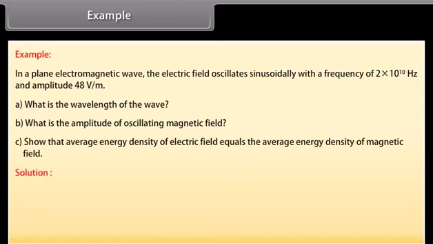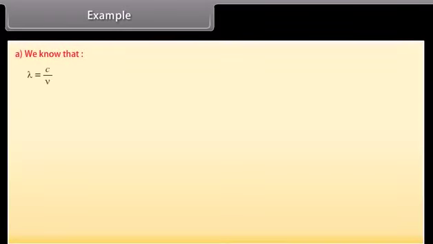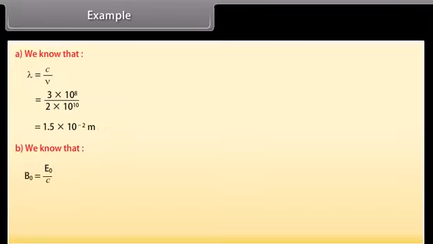Let's see the solution. Given values are nu, which is equal to 2 into 10 raised to the power 10 Hz, E0 equals 48 volt per meter. We know that lambda is equal to C upon nu. By putting and calculating the values, we get the wavelength of the wave, which is equal to 1.5 into 10 raised to the power minus 2 meter. We know that B0 is equal to E0 upon C. By putting and calculating the values, we get the amplitude of the magnetic field, which is equal to 1.6 into 10 raised to the power minus 7 Tesla.